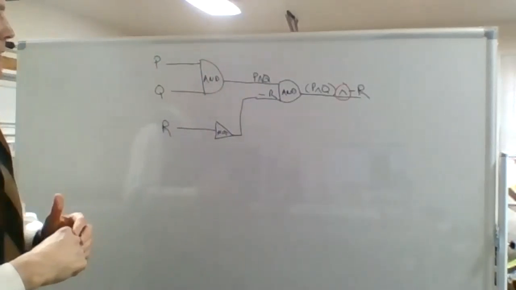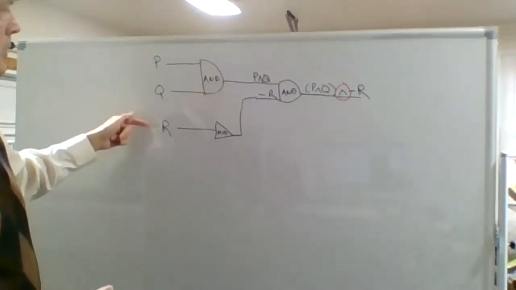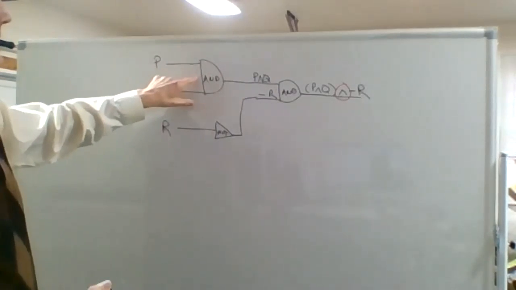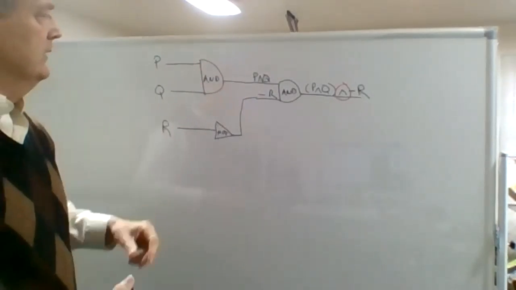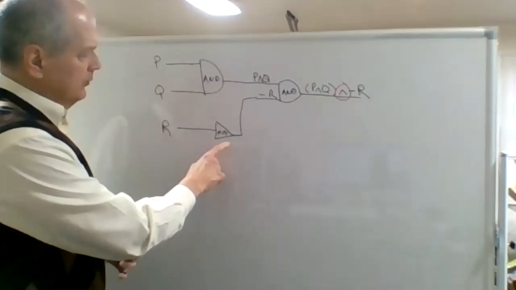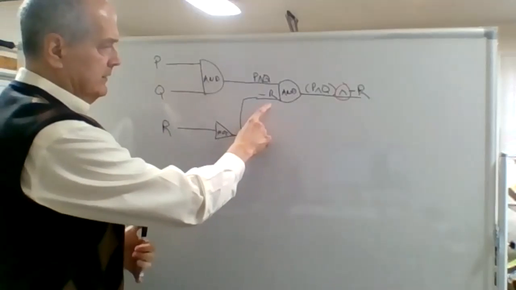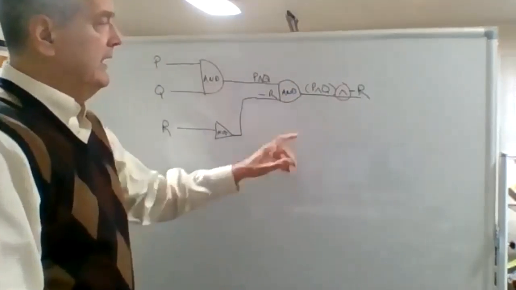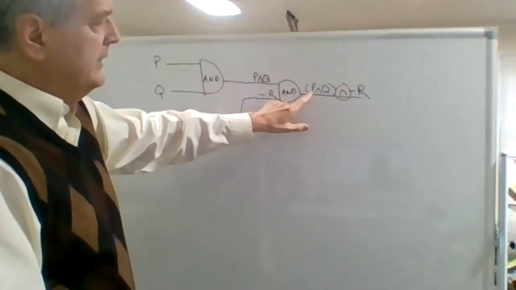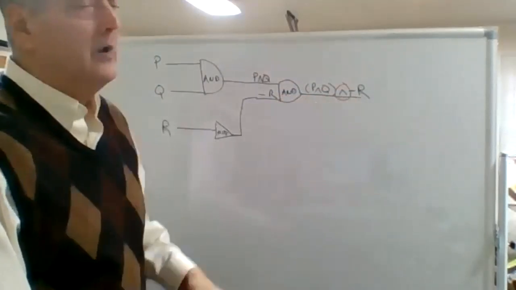And that then is our circuit. P, Q, R, take P, Q, feed it into an AND gate, and we get the P and Q signal. Feed R through a NOT gate, and we get a not R signal. Put them both into the AND gate, and our signal is going to be P and Q and not R.